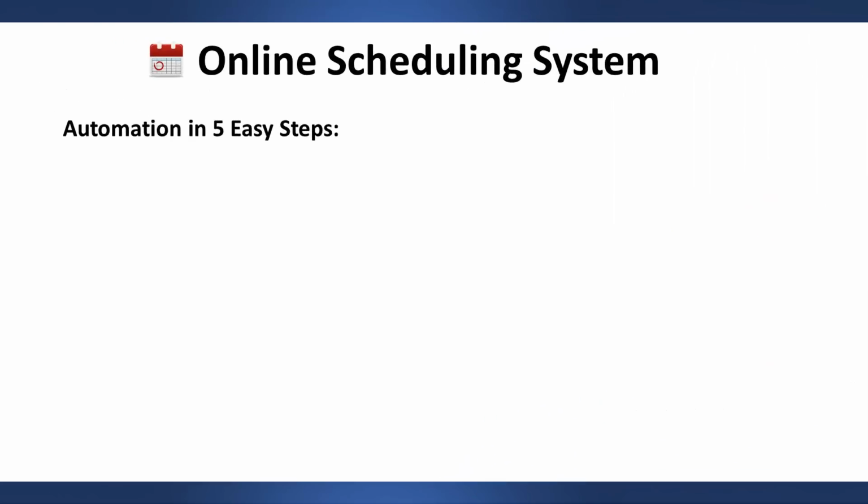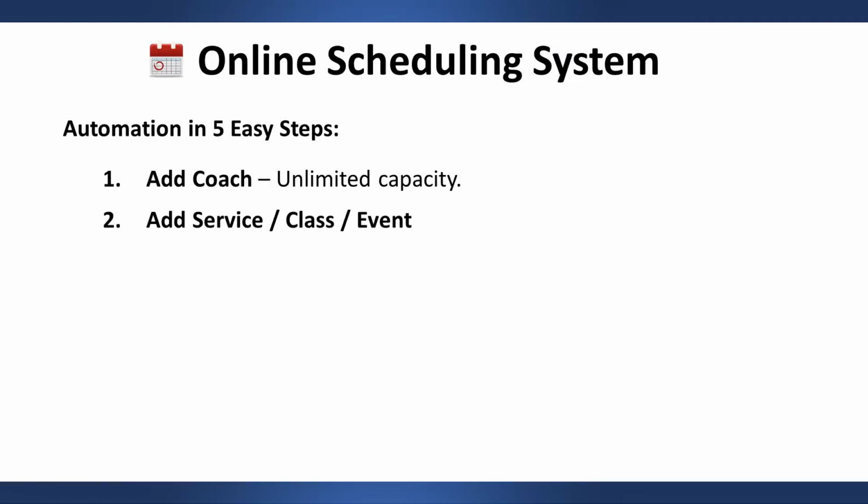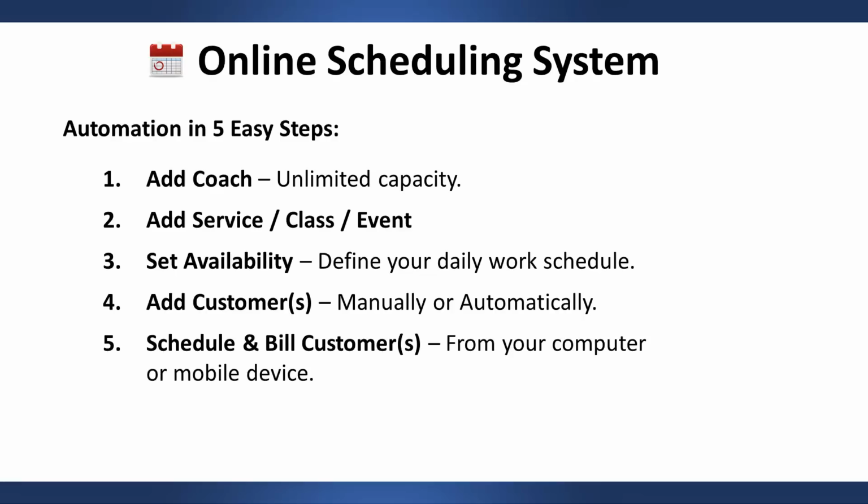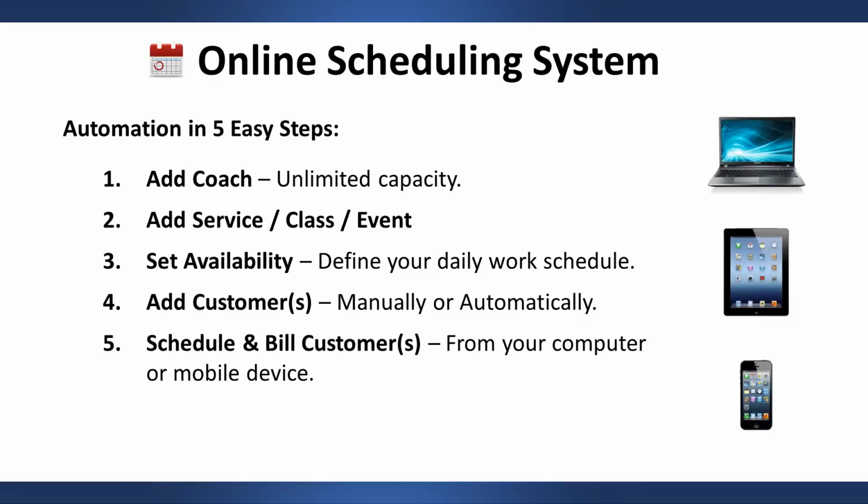Automate your business in 5 easy steps. Add a coach, add a service, class, or event, set availability, add customers either manually or automatically, schedule and bill customers from your computer or your mobile devices.